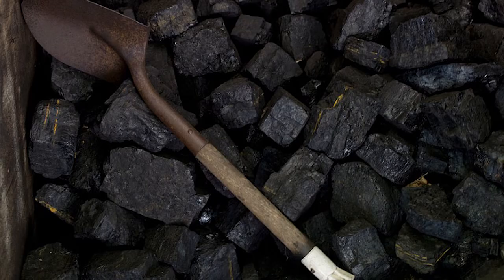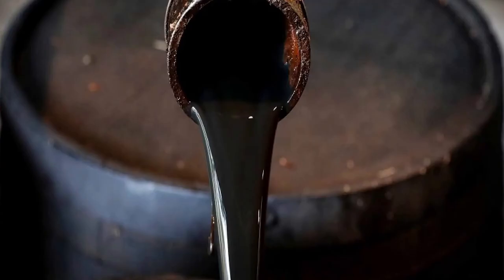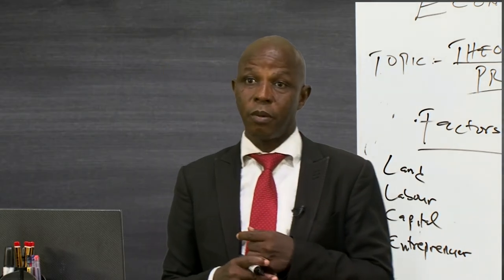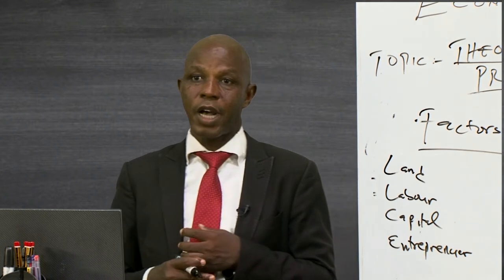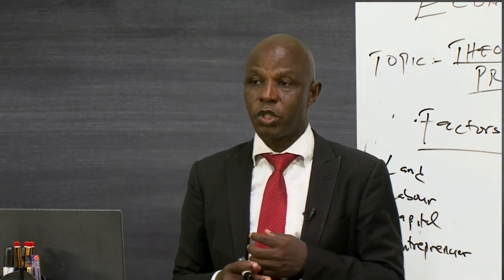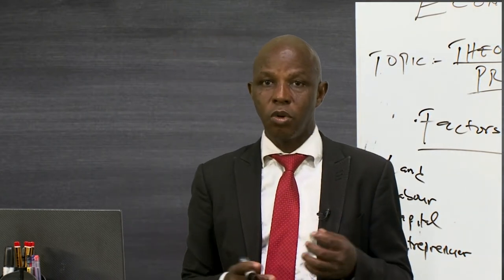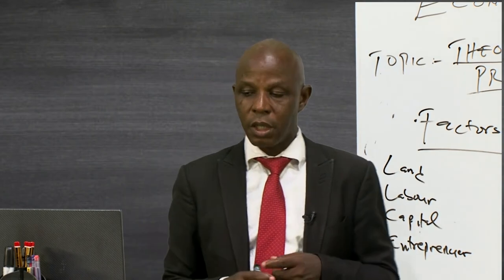The next one is coal from mining. It's a mineral resource given to us by nature. And the last picture there is crude oil. The major resource of this country is crude oil. So this is land. There are other types of land, especially the things we can get from farming, from rivers and ocean, and even the atmosphere. The air we breathe is also what? Land.